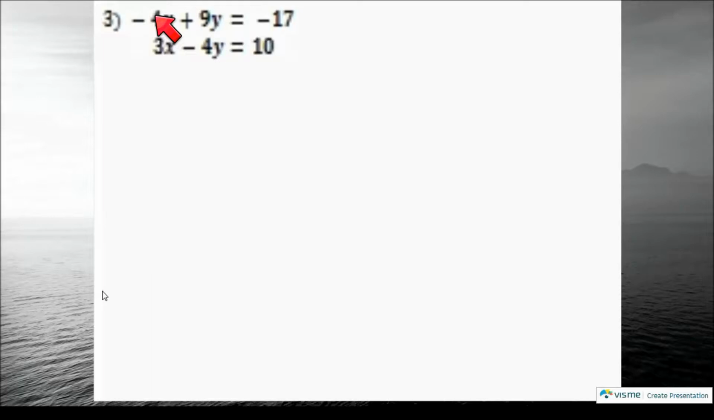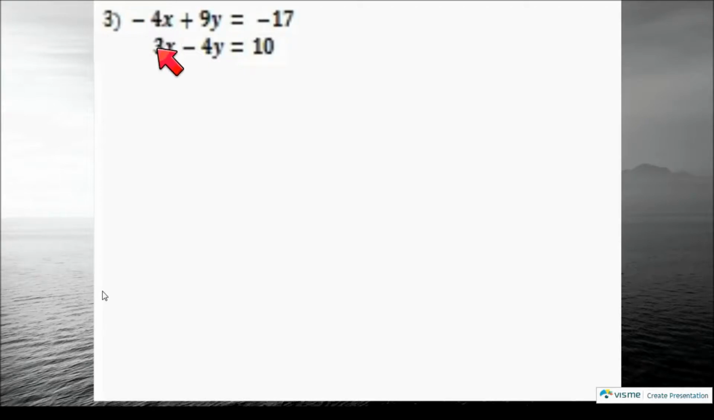So let's look. Can I multiply negative 4 by something to make it a 3? Well, no, we can't do that. Let's flip it. Can I multiply 3 by something to make it a 4? Can't do that either. Let's go to the y's. Can I multiply 9 by something to make it a 4? That doesn't work for me. And can I multiply 4 by something to make it a 9? And we still can't do that. So what that tells us is if there's nothing we can multiply one equation by, we're going to have to multiply both equations. So again, we talked about this.